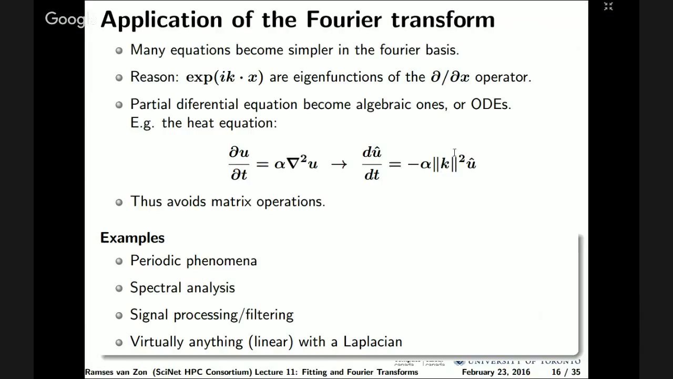What's hard here are localized operations. They are easier here. Things that happen at this time, right? At this point. So periodic phenomena, spectral processing, virtually anything with a Laplacian is nice to do with a Fourier transform. If you can't go back and forth quickly, there's no point in doing it at all. If it costs you too much to go into this Fourier space, then you might as well do the hard problem in the original space.